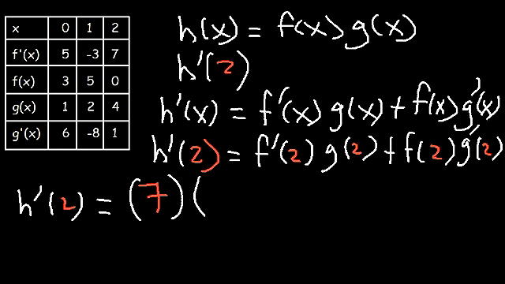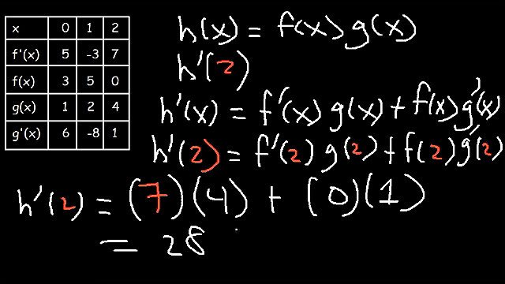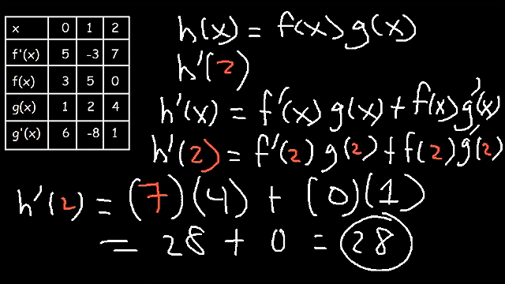Now what is f of 2? So here's x equals 2, here's f. They meet at 0. So f of 2 is 0. And then g prime of 2. So g prime and 2 meet at 1. So g prime of 2 is 1. 7 times 4 is 28. 0 times 1 is 0. So h prime of 2, according to the table, is equal to 28.